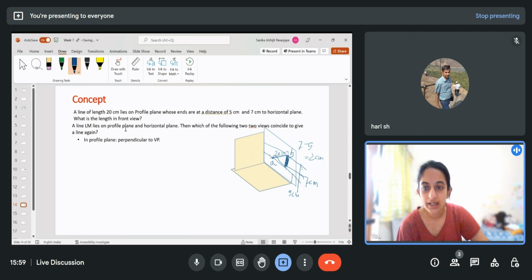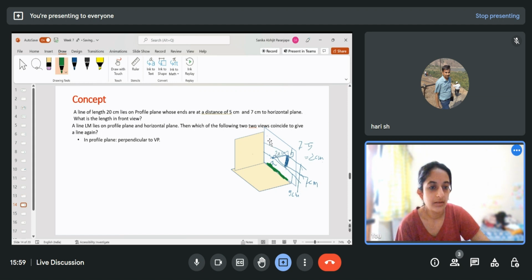Now similarly, a line LM lies on the profile plane and the horizontal plane, which means that the line is here. Okay, so then which of the following two views coincide to give a line again?